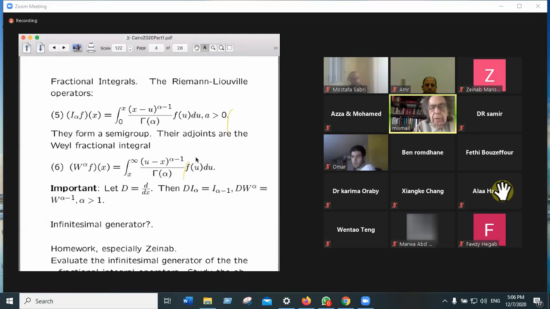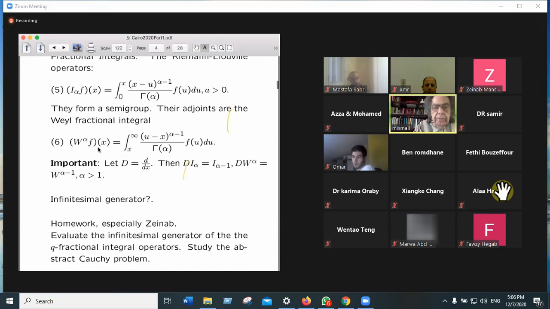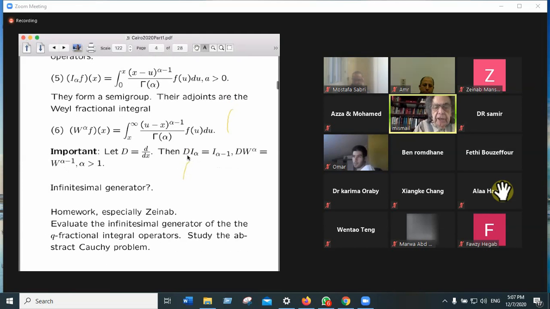And the adjoints also form a semigroup. So the adjoint operators are these. Okay, now one important property for these operators, they're called fractional integrals, is that somehow they should be inverses to derivatives. So if I denote the derivative operator, d dx, by D, and act on a fractional integral operator of order alpha, I get a fractional integral operator of order alpha minus 1. That's because if I integrate alpha times and differentiate once, I should get integration alpha minus 1 times.